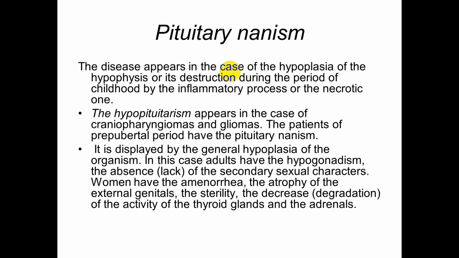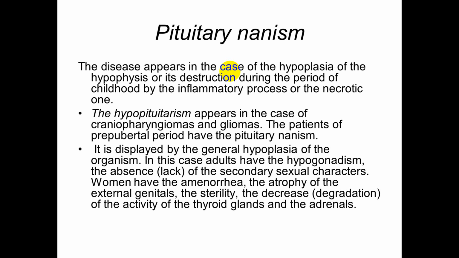The next pathology of the hypophysis is pituitary nanism. The disease appears in the case of hypoplasia of the hypophysis or its destruction during childhood by an inflammatory or necrotic process. Hypopituitarism appears in the case of craniopharyngioma and glioma. The patients of the prepubescent period have pituitary nanism. It is displayed by general hypoplasia of the organism.